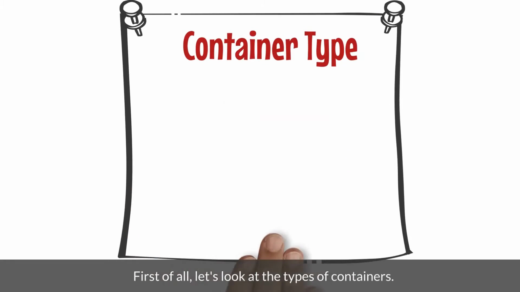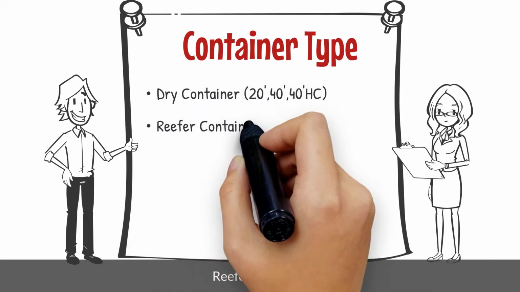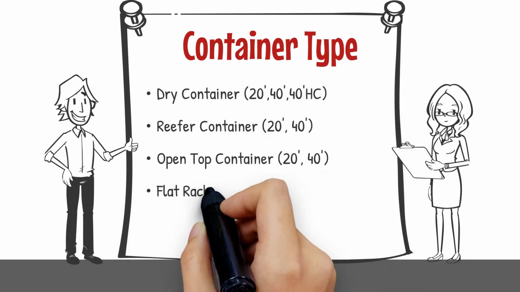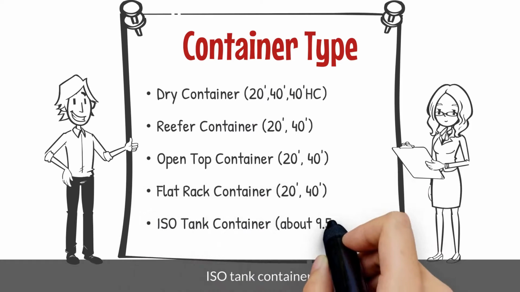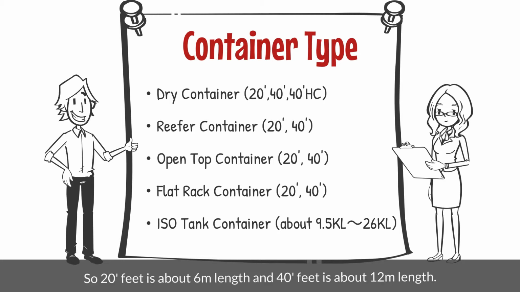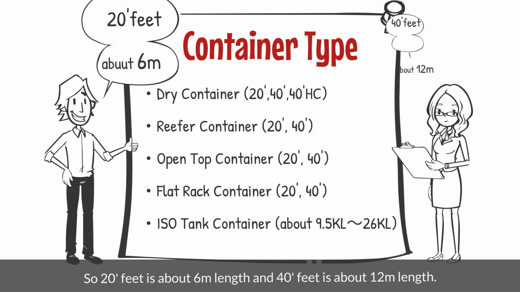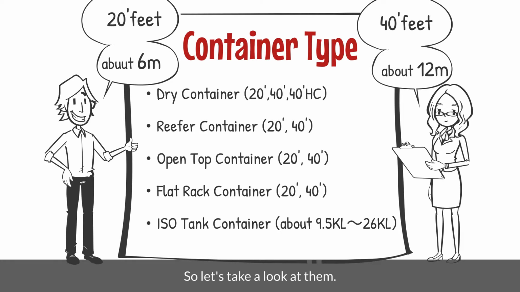First of all, let's look at the types of containers. Dry container, reefer container, open-top container, flat rack container, ISO tank container. Typically, there are 20 feet and 40 feet containers. This foot refers to length. So 20 feet is about 6 meters length and 40 feet is about 12 meters length. So let's take a look at them.